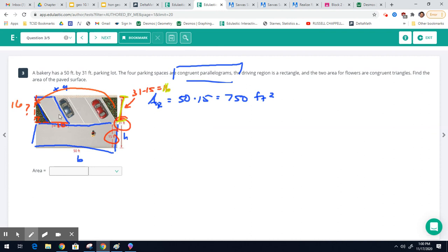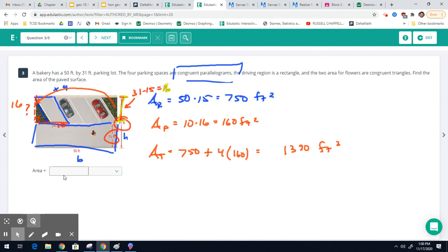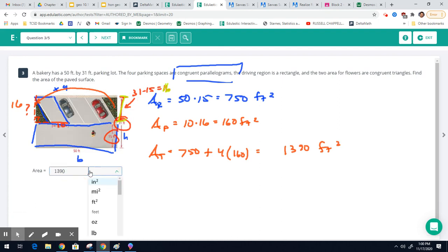This is 16. And we're going to find the area of one of the parallelograms by doing base 10 times height 16. So the area of one of the parallelograms is going to be 10 times 16. That's 160 feet squared. So now the total paved area, let's do area with a T. Area total is going to be the rectangle plus 4 times one of the parallelograms. And when I do that in my calculator, I get a total of 1390 feet squared.